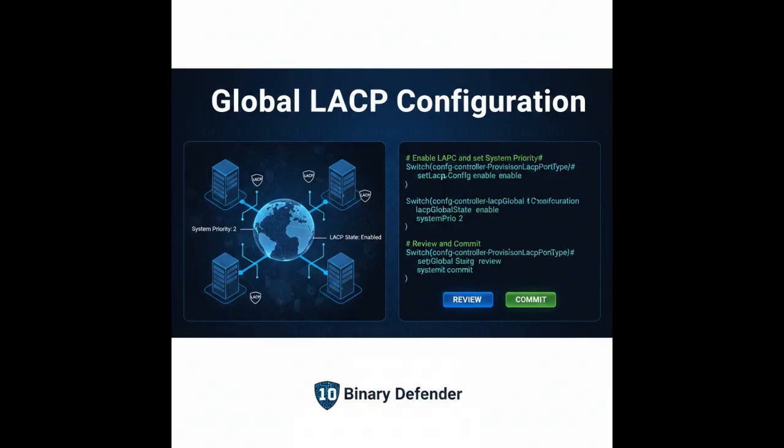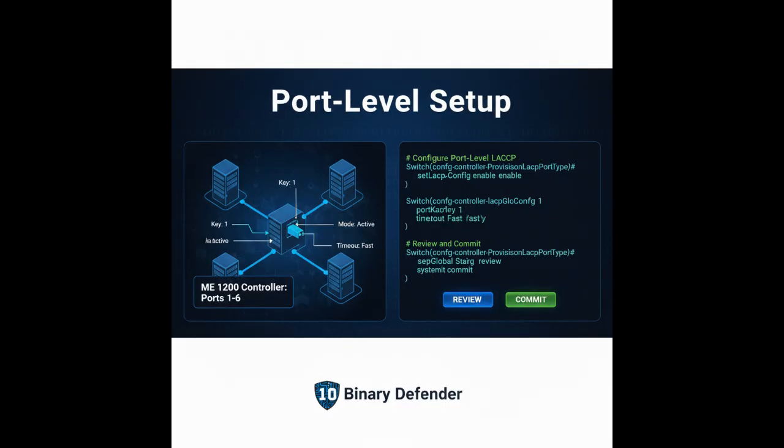Now for the ports. We assign a key. This is your channel group ID. We tell the port to be active, and we can set the timeout to fast so it sends BPDUs every second for quicker failure detection. Note that while the system handles keys 0 to 65535, the ME 1200 controller supports physical ports 1 through.